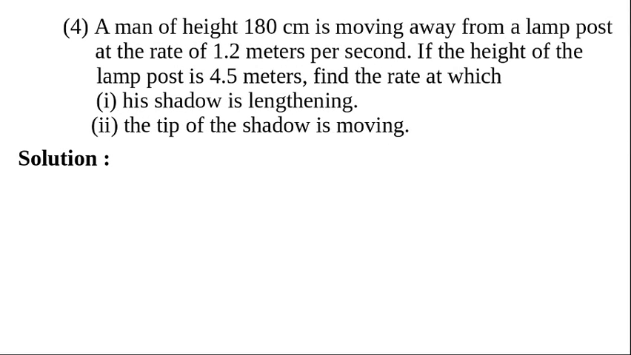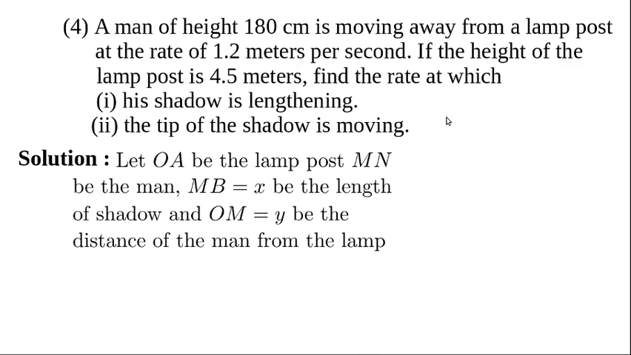A man of height 180 meters is moving away from the lamp post at the rate of 1.2 meters per second. 1.2 meters per second means it is the rate of displacement of the man from the lamp post. If the height of the lamp post is 4.5 meters, find the rate at which the shadow is lengthening and the tip of the shadow is moving.